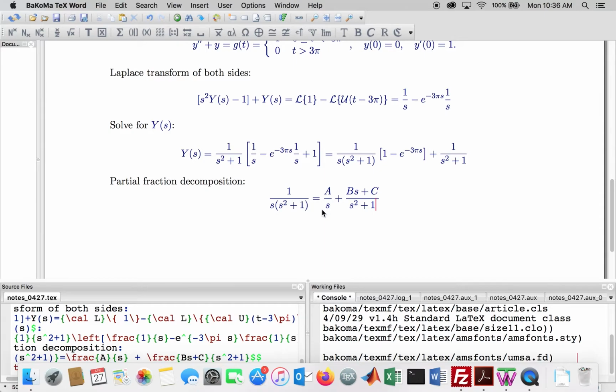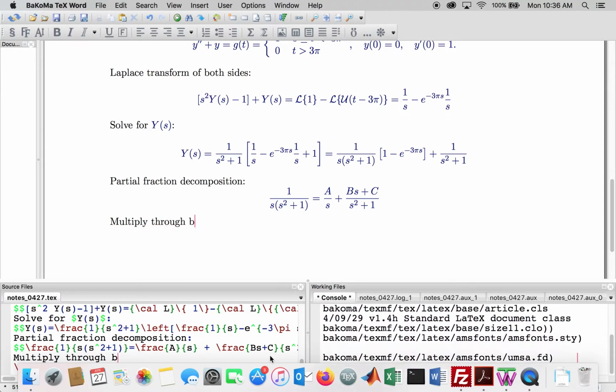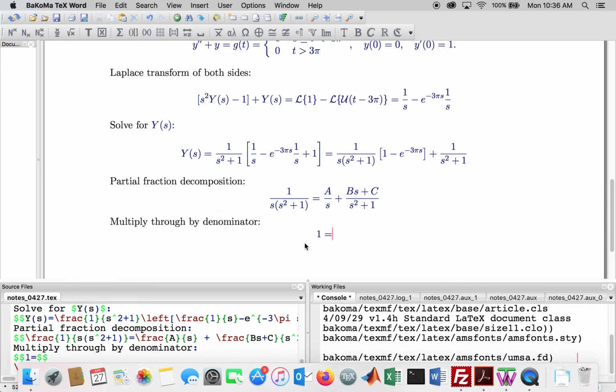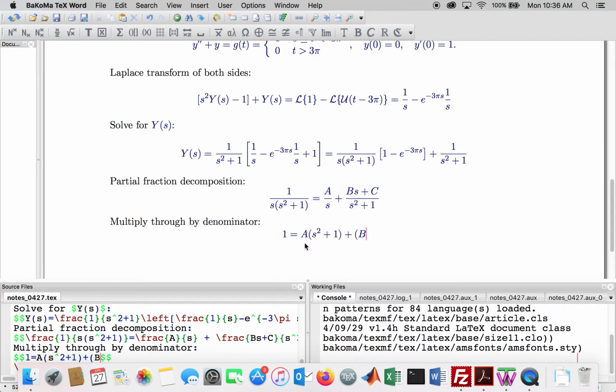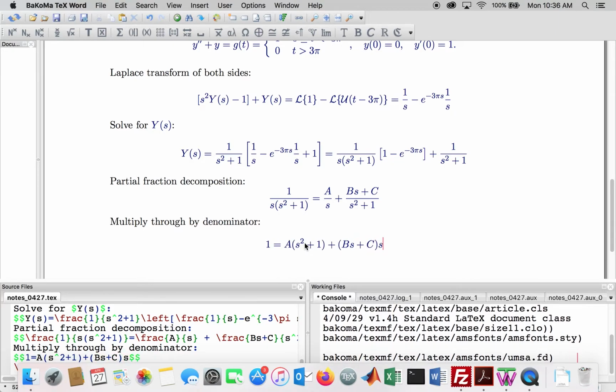That's something to keep in mind: if your denominator includes this kind of irreducible quadratic, one that cannot be factored without using complex numbers, then you must put a linear function in the numerator for that term in your partial fraction decomposition. Okay, so now, on the left side we get 1, and on the right side we get A times s squared plus 1 plus Bs plus C times s.